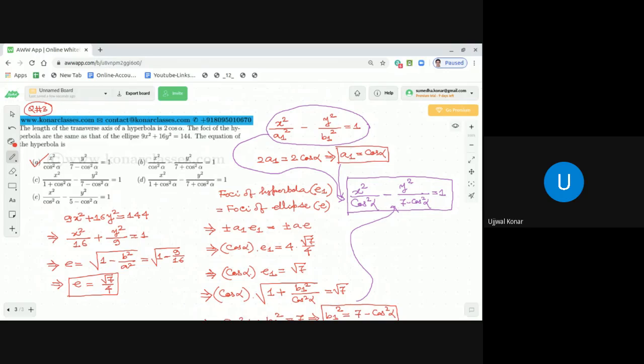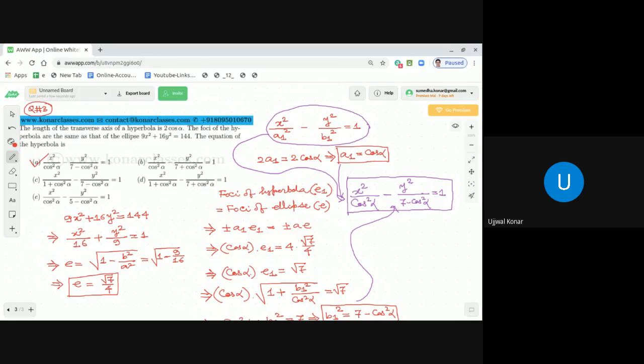Now, before proceeding to the next question, let me reiterate one small mistake I made while describing the solution. I said that the eccentricity of that ellipse and that hyperbola is the same. It cannot be. That was wrong. What is correct is that, as mentioned in the question, the foci of the hyperbola are the same as those of the given equation of the ellipse.